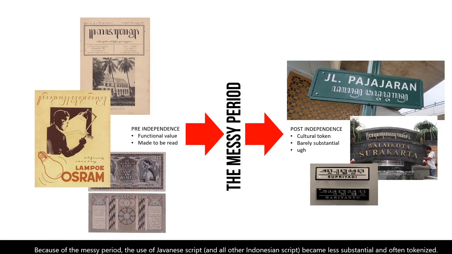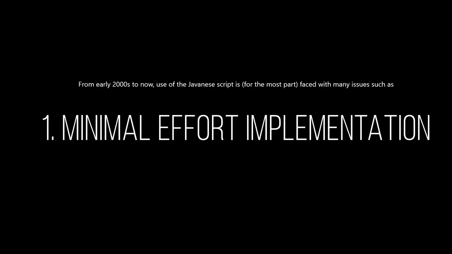Because of the messy period, the use of the Javanese script and all other Indonesian script, as a matter of fact, became less substantial and often tokenized. All practical use of the Javanese script today has been supplanted by the Latin alphabet. The Javanese script is only used marginally and oftentimes crudely, as we will see later. From early 2000s to now, the use of the Javanese script is, for the most part, faced with many issues, such as minimal effort implementation.